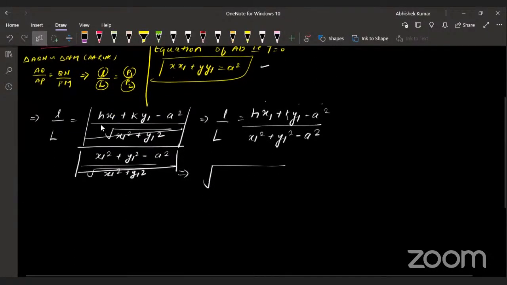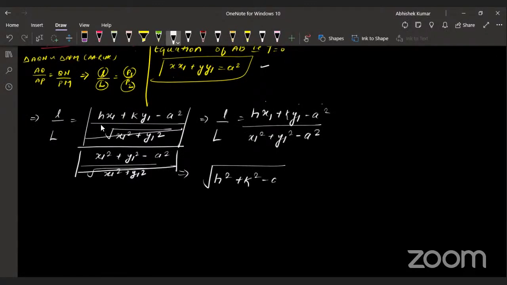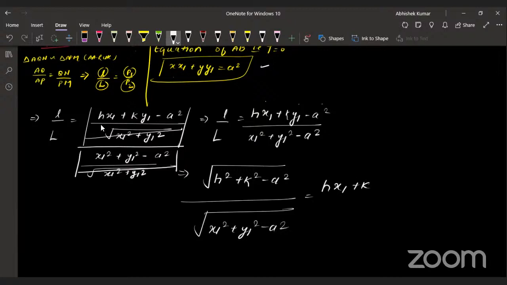Small l will be the root of h square plus k square minus a square, if I put h comma k as x comma y. And capital L will be root of x1 square plus y1 square minus a square. So small l upon capital L is equal to h x1 plus k y1 minus a square upon x1 square plus y1 square minus a square. That's the result we have. This is the concept of length of tangent.